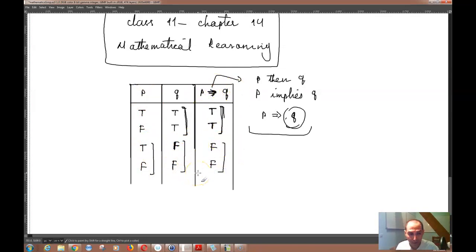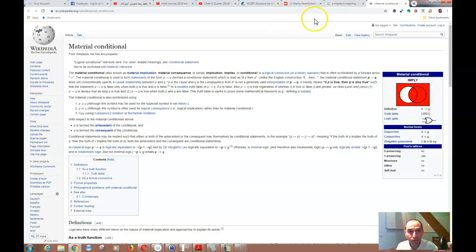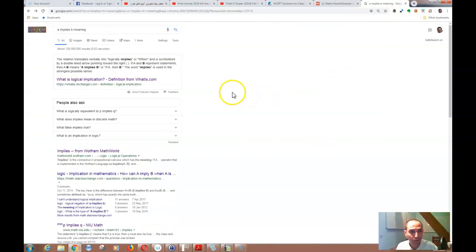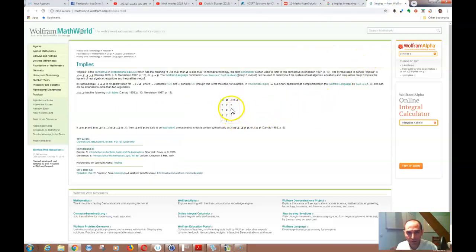Now let me show you the truth table over here. I found a good truth table on the internet, so you can see that when B is true, in this case and in this case, whether A is true or false, you're going to get true for A then B, or A implies B. And when B is false, in these two cases, it doesn't really matter.